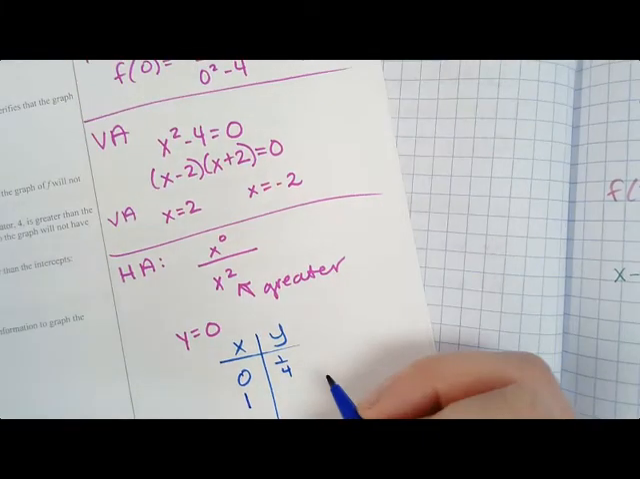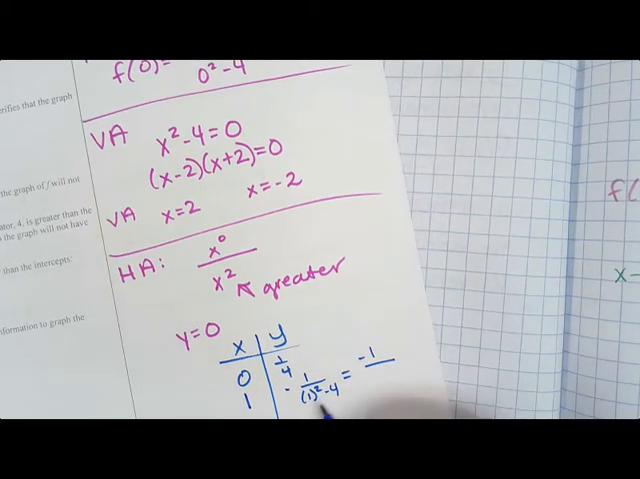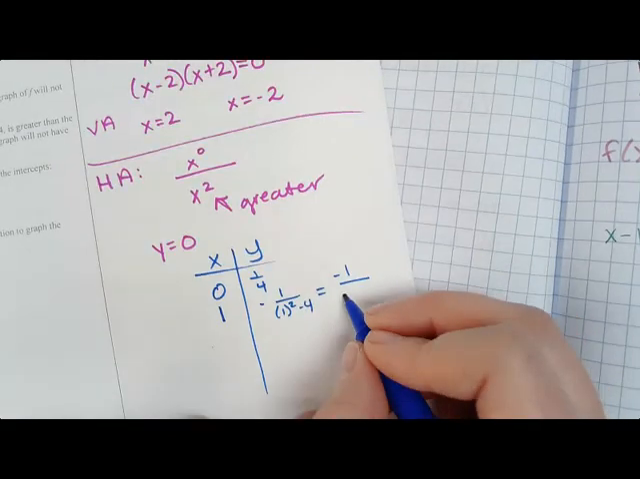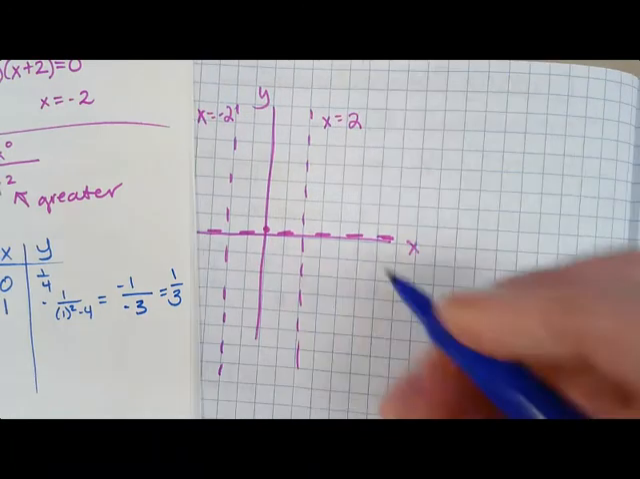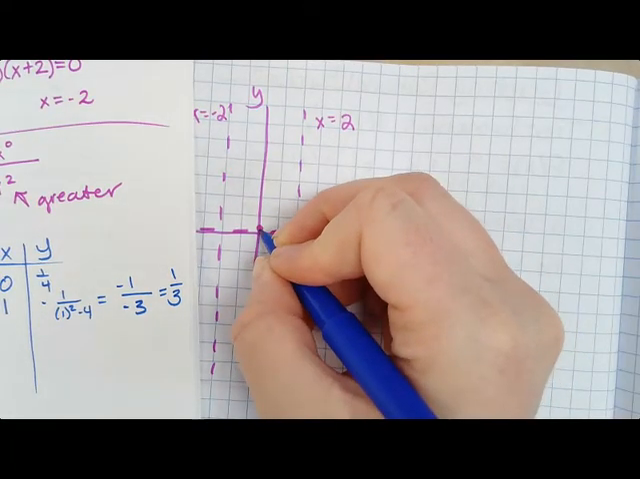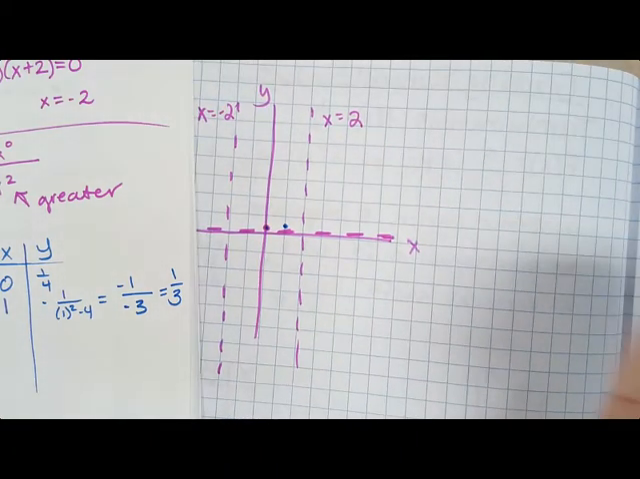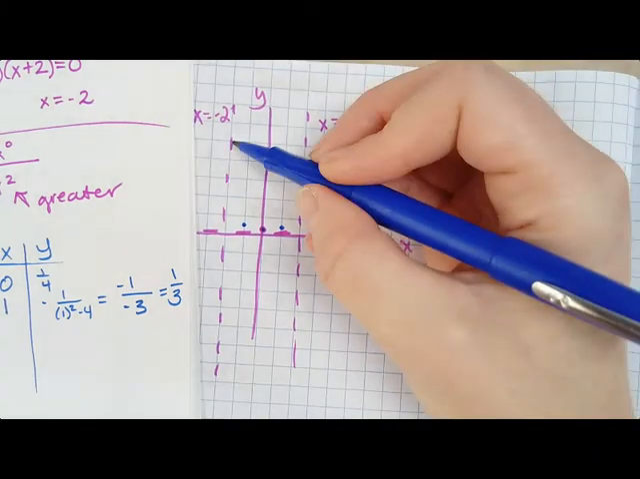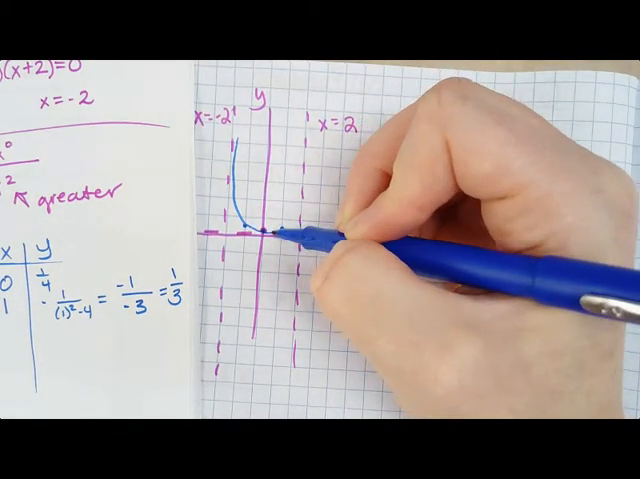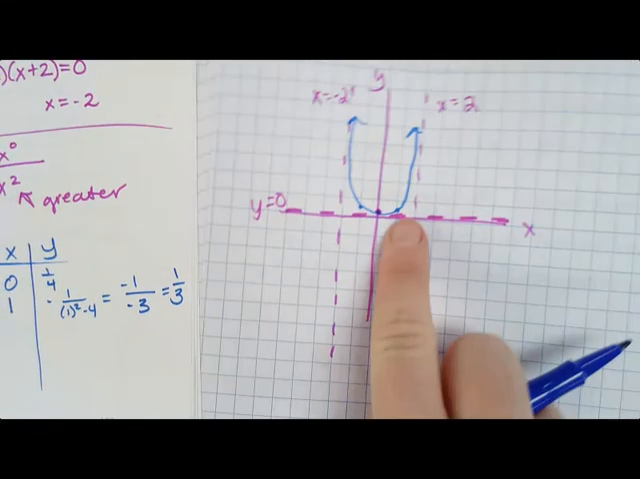If I plug in a 1, that'll be negative 1 over 1 squared minus 4 equals negative 1 over 1 minus 4 would be negative 3. Negative over negative makes that 1/3. So this was 1/4, so 1/3. It's going to have symmetry, so this way it's going to go like this. So it's going to look like a quadratic parabola, because we know it has symmetry and it can't go across this.